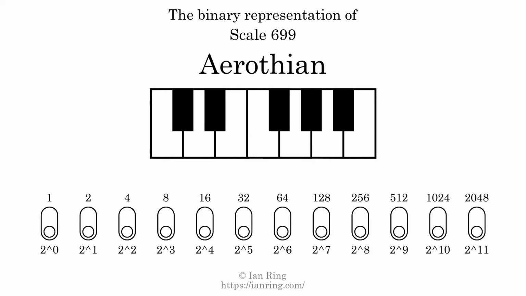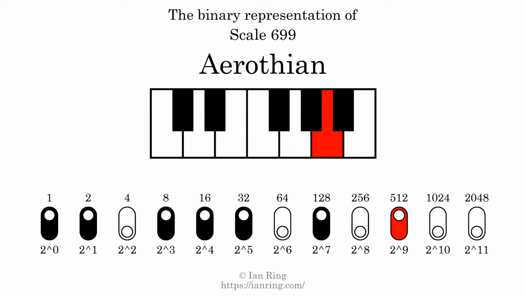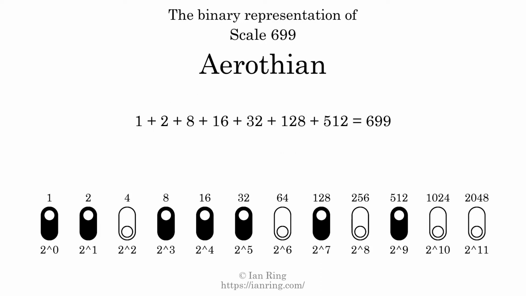The binary representation of this scale is determined by mapping tones of the scale to binary digits. Each binary digit represents a power of 2. To get the scale number, we add the powers of 2 together. The powers of 2 that are present in the scale, all added together, equals 699. That is why the scale number, in decimal, is 699.